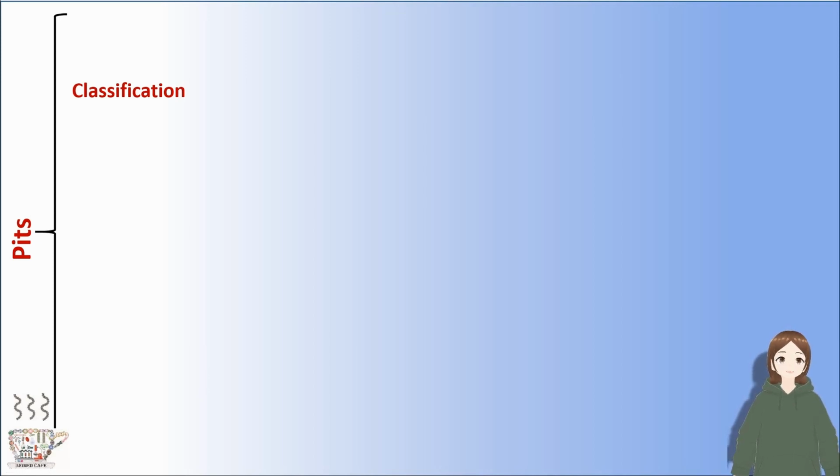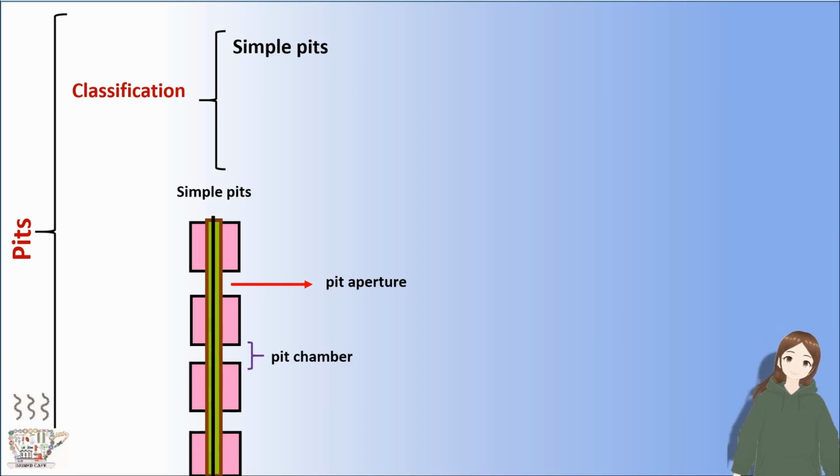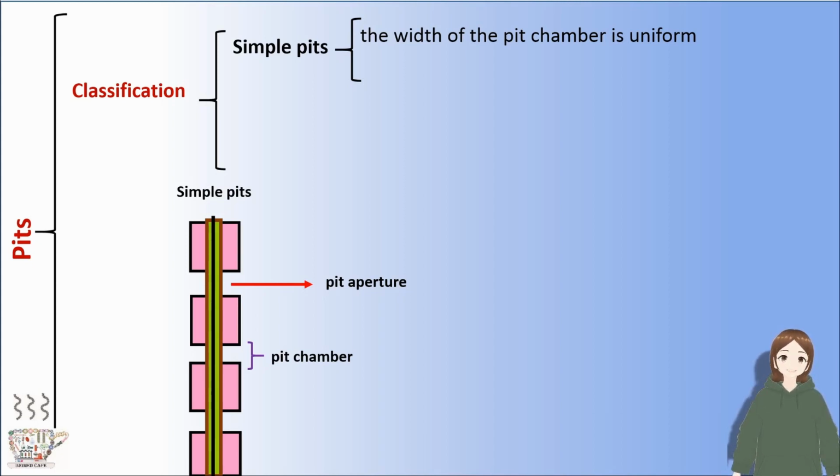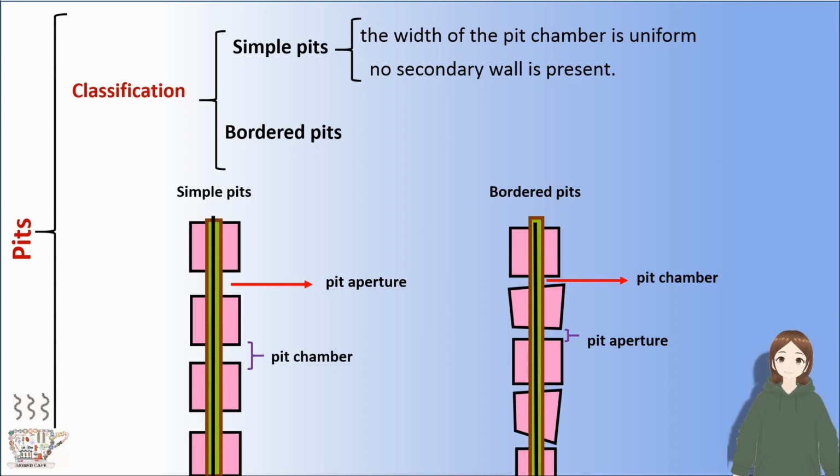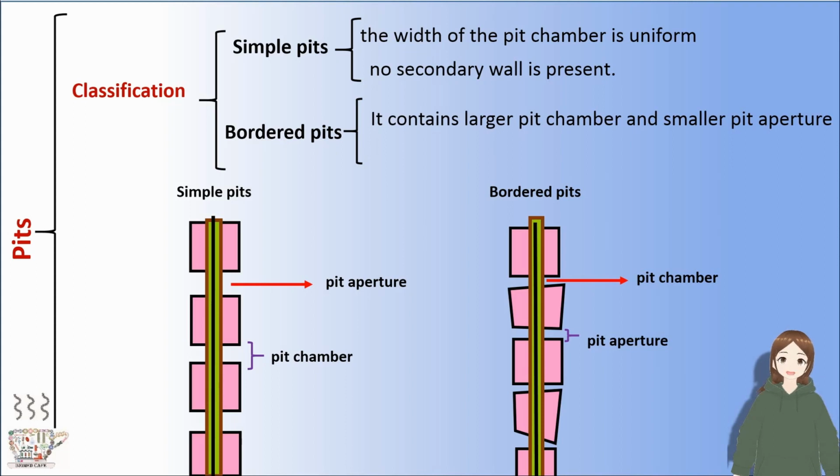Pits can be divided into 2 subgroups. The first subgroup is simple pits. In simple pits, the width of the pit chamber is uniform and no secondary wall is present. The second subgroup is bordered pits. It contains larger pit chamber and smaller pit aperture. The secondary wall partly overhangs the pit.